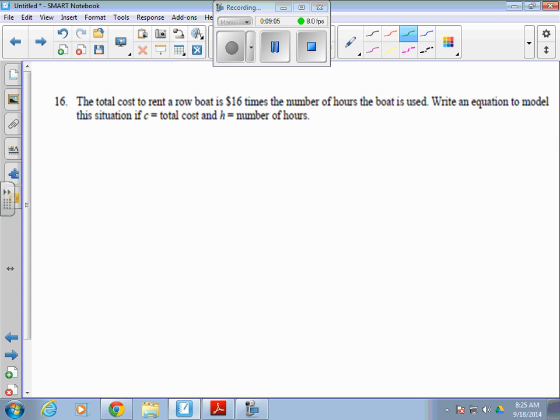Number 16 says the total cost to rent a boat is $16 times the number of hours the boat is used. Write an equation to model the situation if C is the total cost and H is the number of hours. So the total cost C equals 16 times the number of hours. C equals 16H.